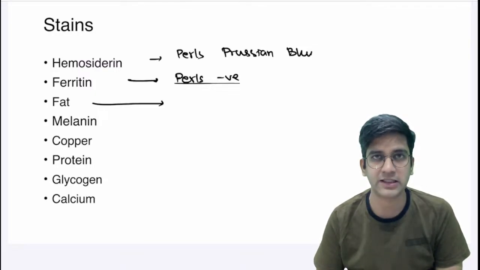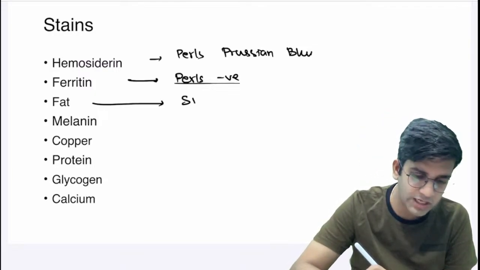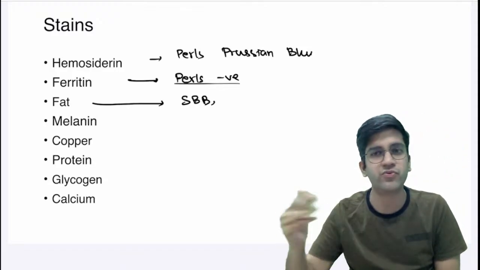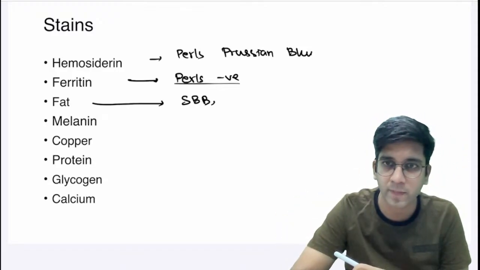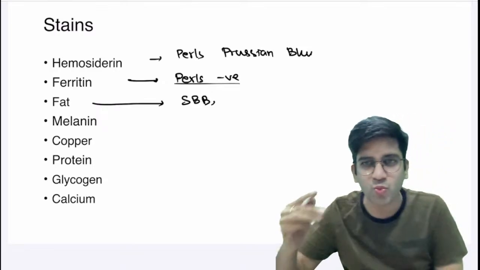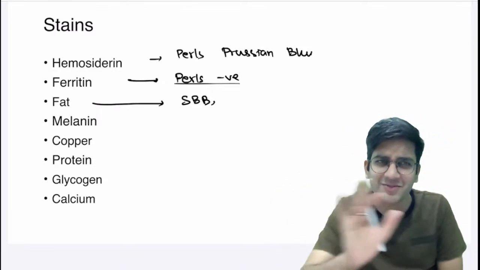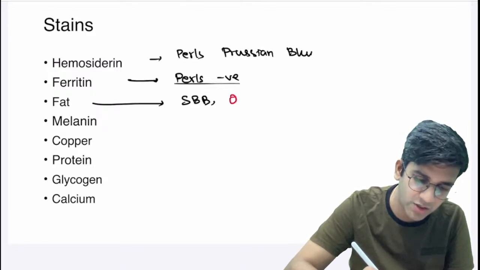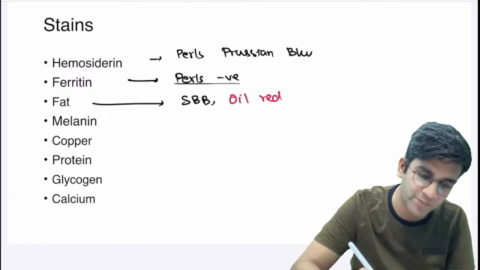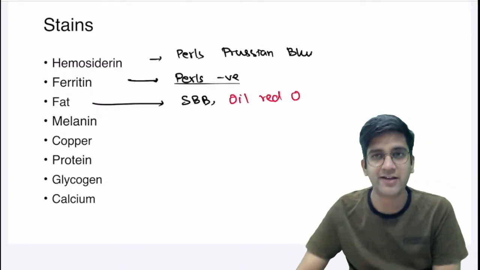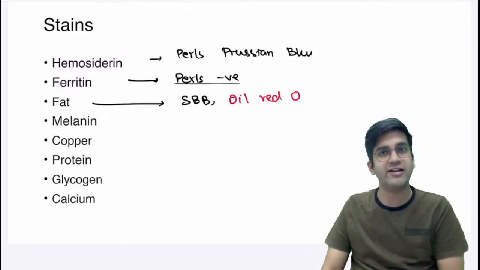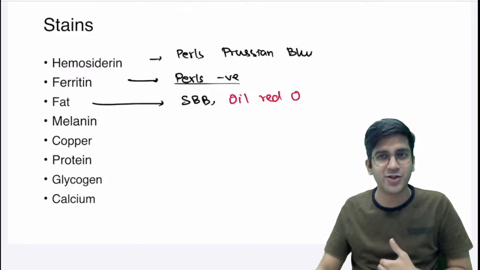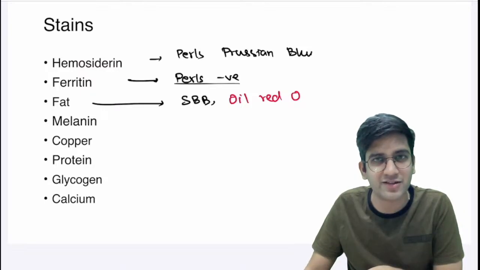Fat. Sudan black. Can be Sudan black B, Sudan III, IV, many things are there. And oil red O. I don't want the ferritin stain at all, right? Just remember hemosiderin, that's more than enough. I'll tell you why I don't want ferritin stain. Because there's no disease where ferritin stain is required. Ferritin is a physiological storage form of iron. It's in the duodenum.